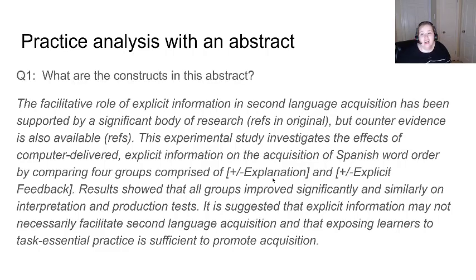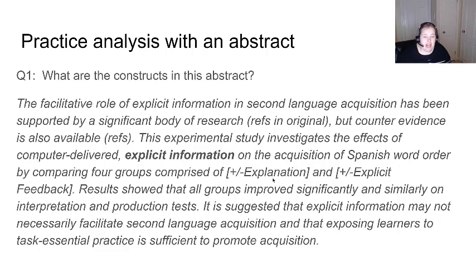Okay, what are the constructs in this abstract? Okay, so pause if you need to. Okay. So I honestly think that the way that this abstract is framed is really one major construct, and it is in fact explicit information. You know, it's not like they're looking at explicit information by proficiency level, or they're looking at it by age of acquisition, or proficiency or explicit information compared to implicit information, or any of those things, right? So to some degree, the only major construct here, right, which is kind of unusual, is explicit information.